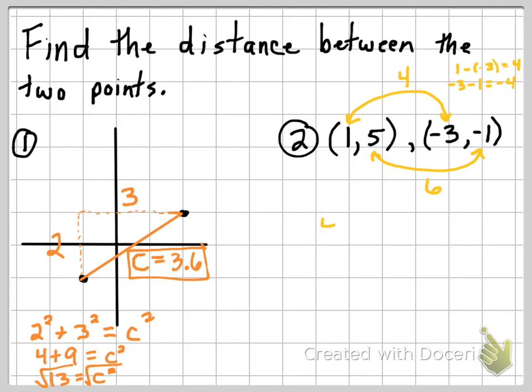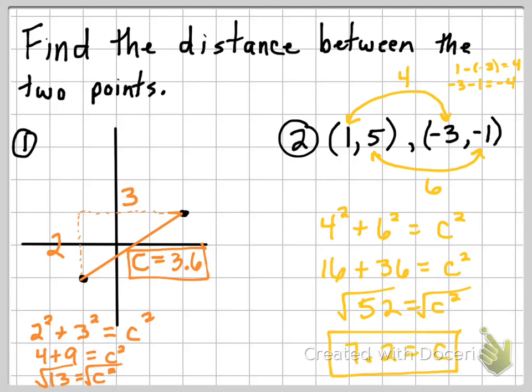now I just do the same thing I did on number 1. I use the Pythagorean theorem. So I have A squared plus B squared equals C squared. So that gives me 16 plus 36 equals C squared. So now I take the square root and I get C equals 7.2. So the distance between these 2 points is 7.2 units.